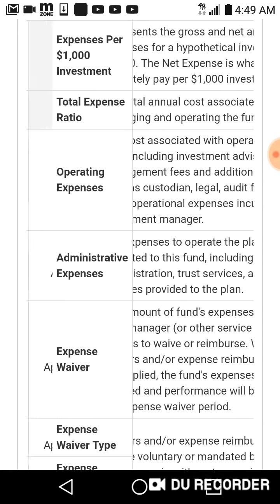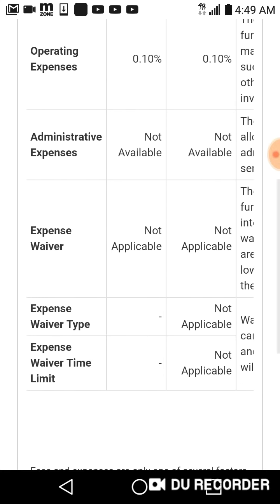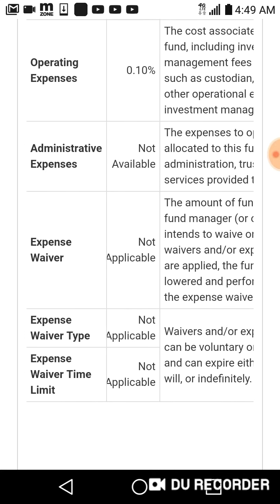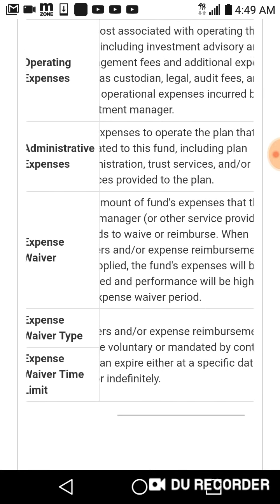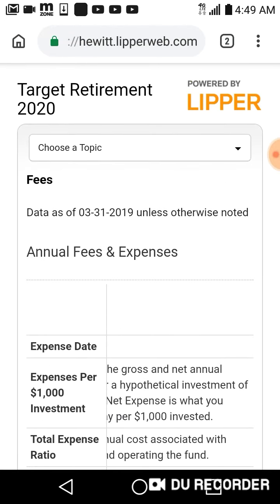It tells you administrative expenses. If there's an expense waiver type, expense waiver time limit. So you can look at all that stuff here. This is how you find it. You can see how much they're charging you to be in the fund.